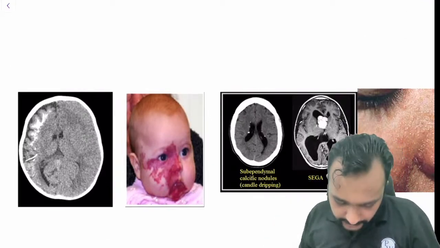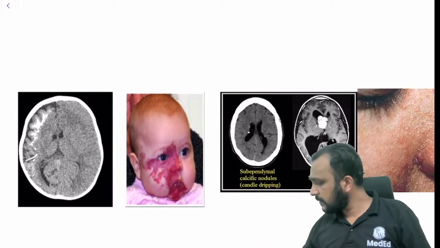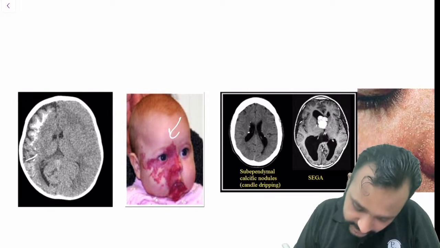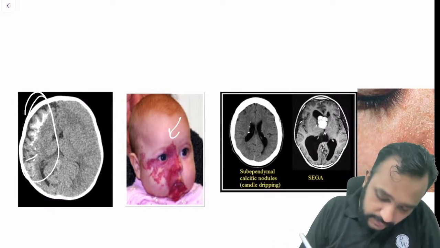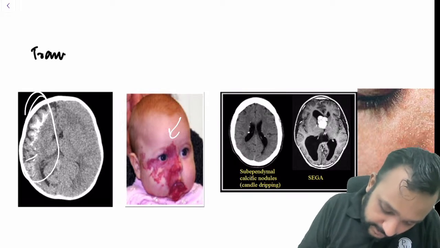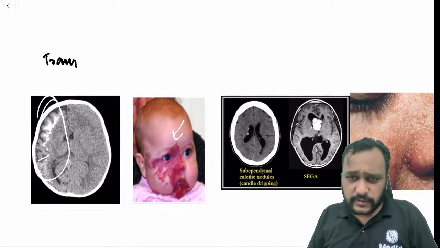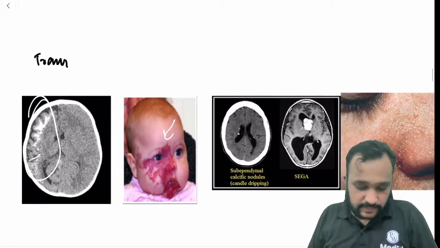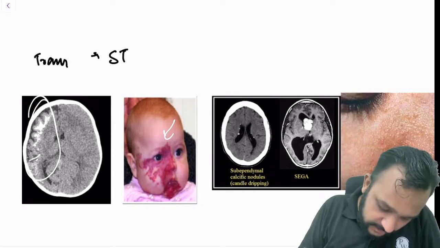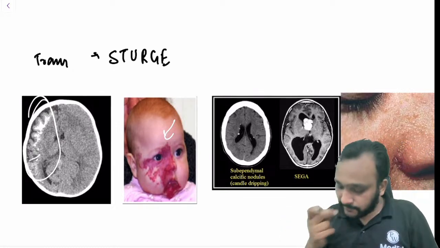Now guys, in the next question we have a patient who has port wine staining. And on the NCCT head we see that there is tram track calcification. So this tram track calcification is shown by Sturge-Weber syndrome, tram track calcification.